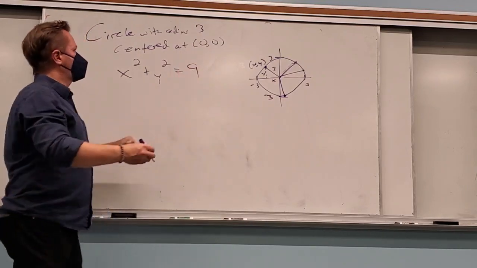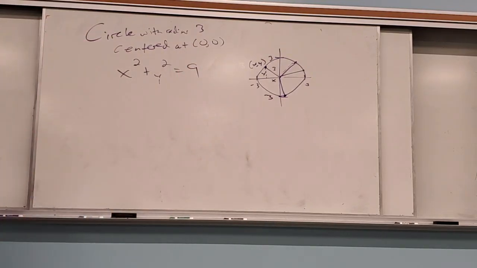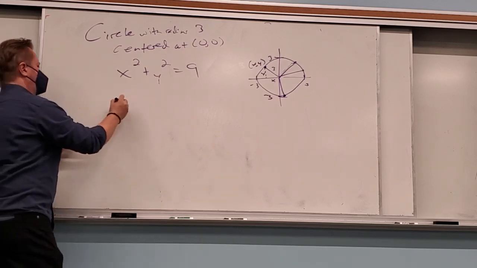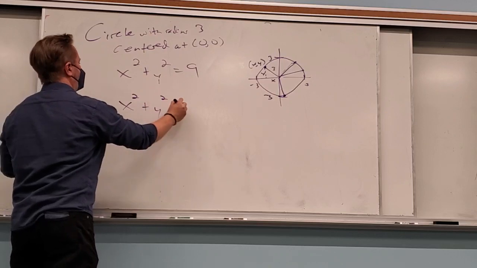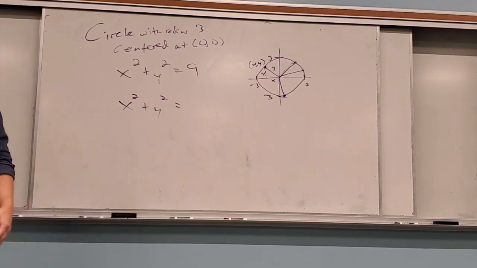How would I get one that has radius 16? How do I get one with radius of 25? No, Jeff. How do I get one that has a radius of 5? 25, okay. My brain wouldn't stop thinking the other way.